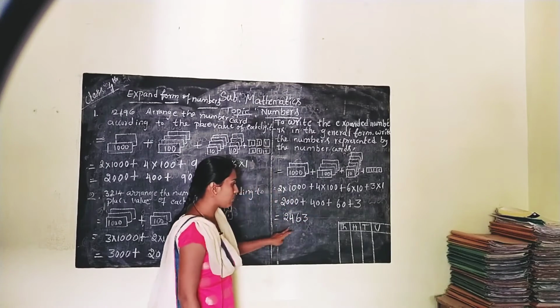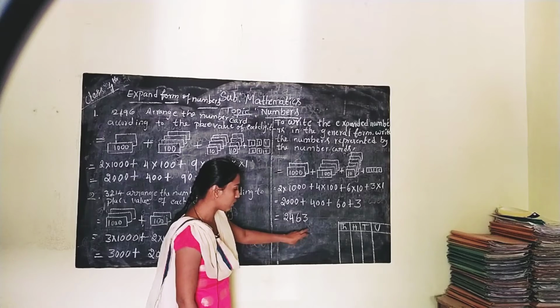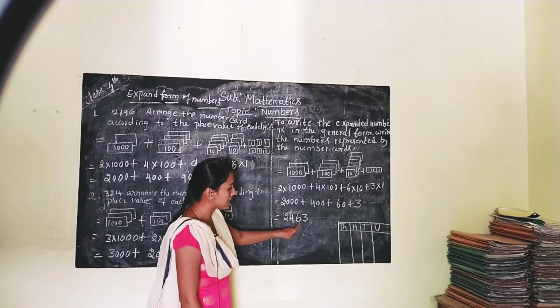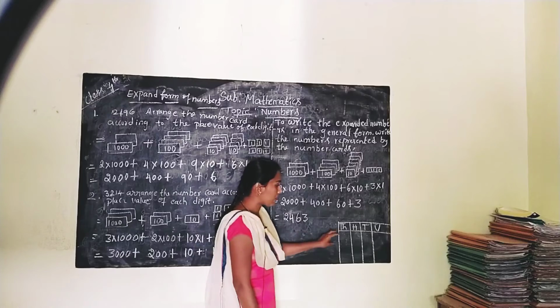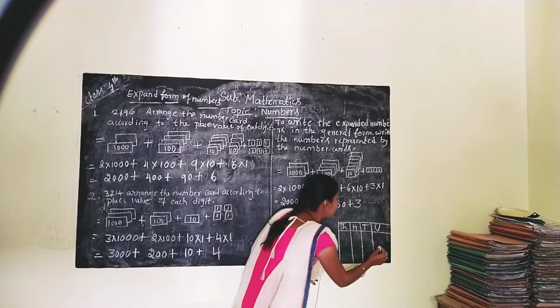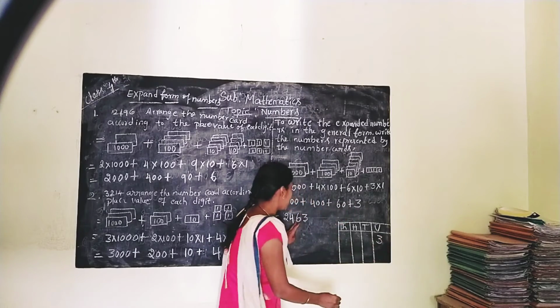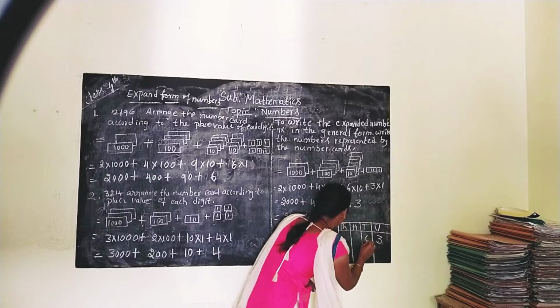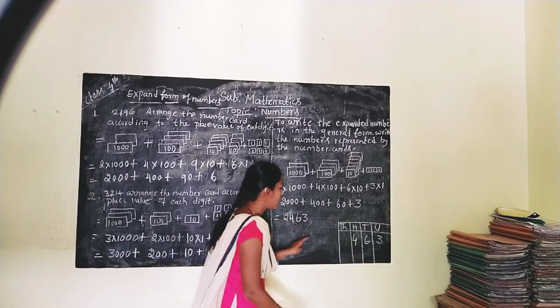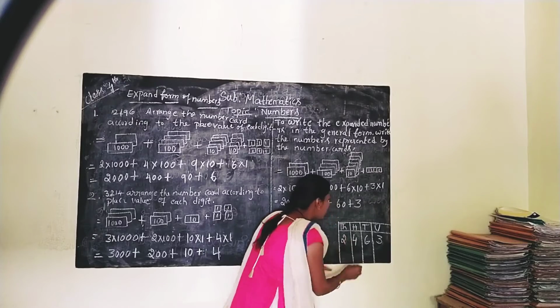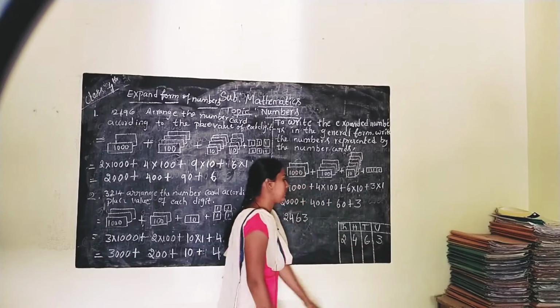This answer, arrange in the place value chart also. 3 is unit place, 6 is tens place, 4 is 100 place, 2 is 1000 place. Okay, we have to write the place value chart also. 3 is unit place, 6 is tens place, 4 is 100 place, next 2 is 1000 place, 2463.